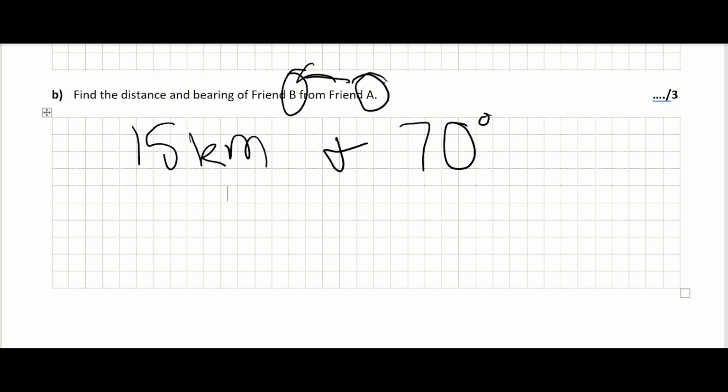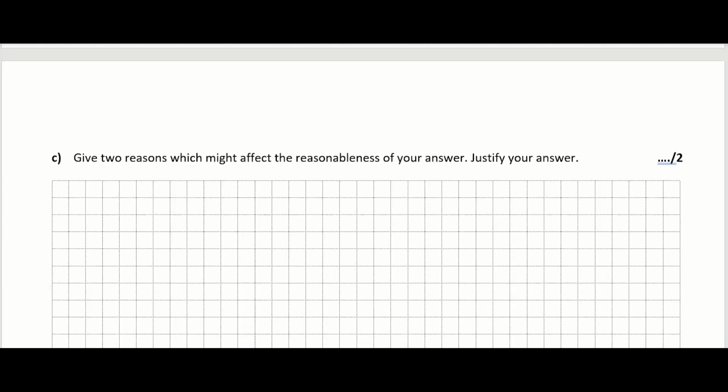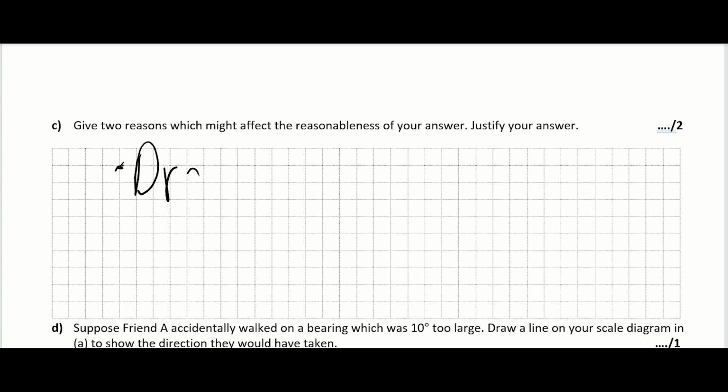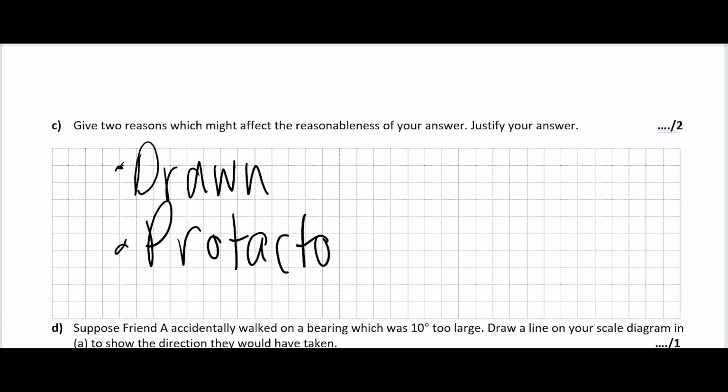Give 2 reasons which might affect the reasonableness of your answer. Justify your answer. You need to identify the 2. So it could be something like drawn length wasn't accurate. Could be something like protractor wasn't used properly. It could be something like, I'm not too sure. Anyway, could be one of those 2 things, and you need to justify your answer.